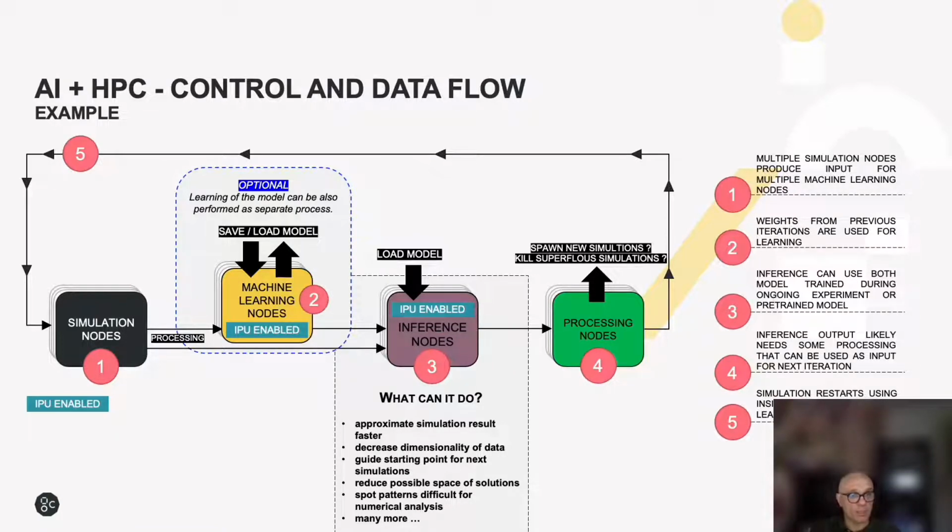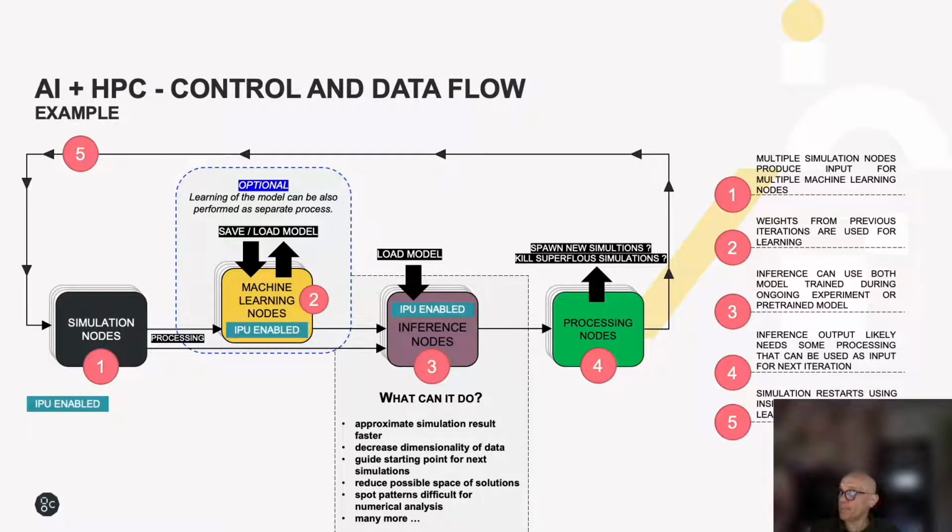As we can see here, we have 4 different types of hardware. Simulation nodes are nodes from a classical HPC big monolithic system. Machine learning nodes and inference nodes are Graphcore IPU machines, and processing nodes are a single x86 machine, which transforms the data from the inference into a form readable for the simulation nodes in the proper format.